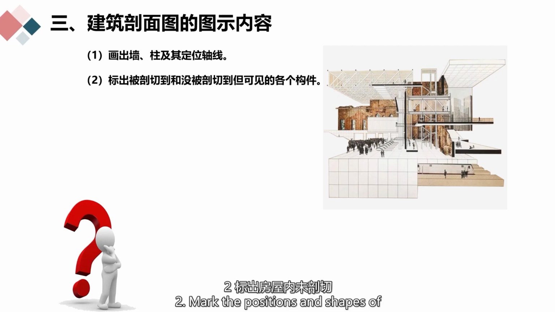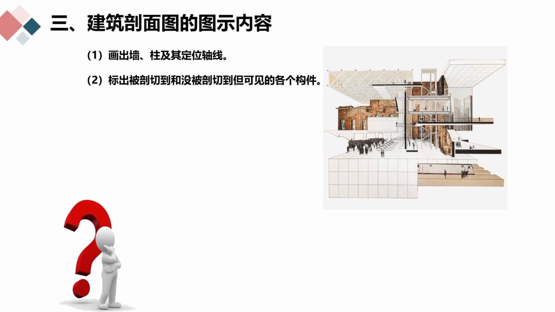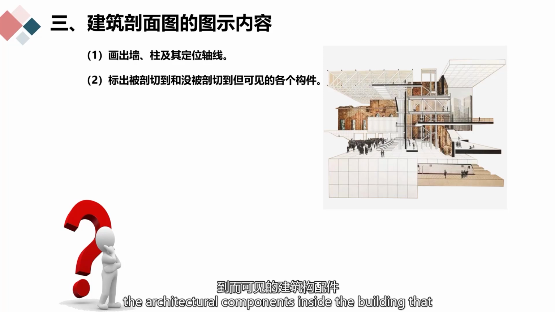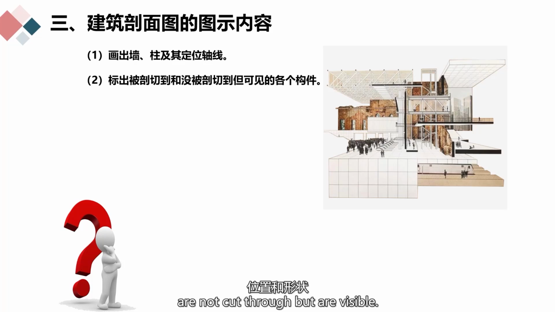Second, mark the positions and shapes of the architectural components inside the building that are not cut through but are visible, such as visible walls, beams and columns, balconies, awnings, doors and windows, stair sections, various decorations, and decorative lines, etc.